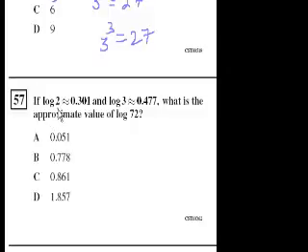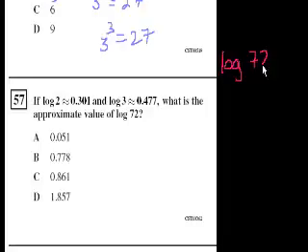If log base 2, no, not log base 2, they're saying log of 2 is approximately equal to 0.301. And when people just write a log without a base, you usually assume it's base 10. It's kind of like what you'd get in your calculator. If you just press log on your calculator, it's log base 10. So 10 to the 0.3 power is equal to 2. So if log base 10 of 2 is approximately equal to 0.301, and log base 10 of 3 is approximately equal to 0.477, what is the approximate value of log of 72?